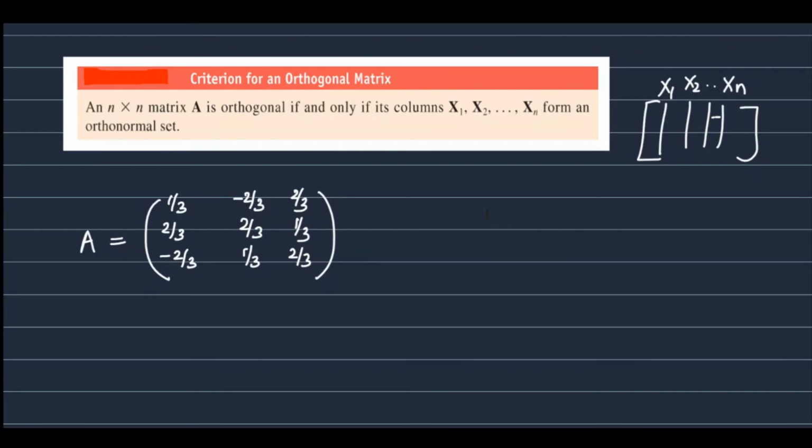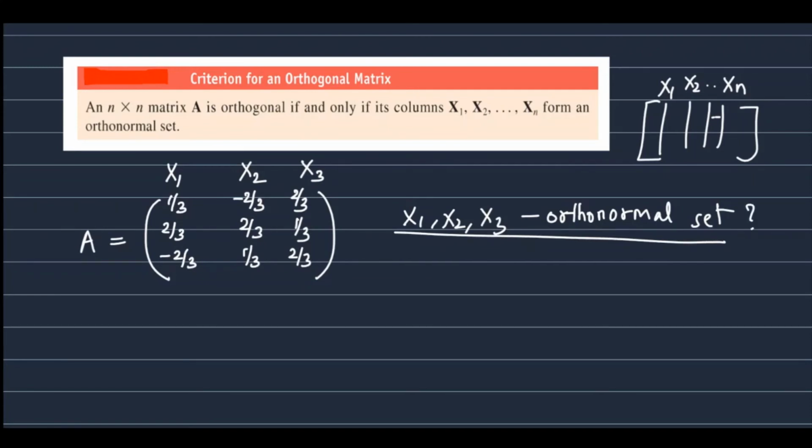So here it has 3 columns. We will call the first column x1, the second column x2 and the third column x3. Our aim is to check whether x1, x2 and x3 form an orthonormal set. This will form an orthonormal set if they are orthogonal to each other and the length of each vector, that is, the norm of x1, x2 and x3, is 1. So first we will check whether they form an orthogonal set.